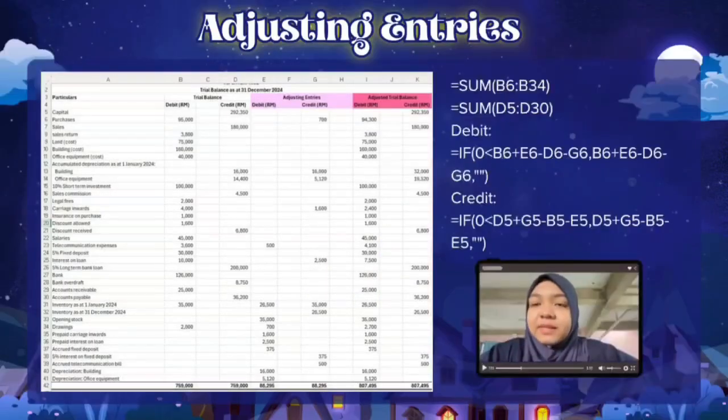So here for our business, we have trial balance as at 31st December 2024, the adjusting entries and the adjusted trial balance. As you can see, this entry requires debit and credit sides, and some of the calculations have to use formulas. For trial balance, balancing figure, we use the formula SUM(B6:B34) for the debit side, and SUM(D5:D30) for the credit side.